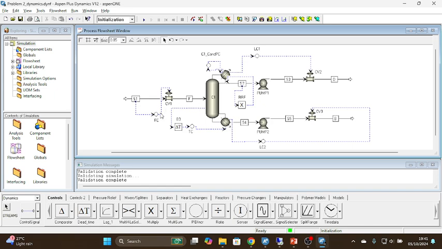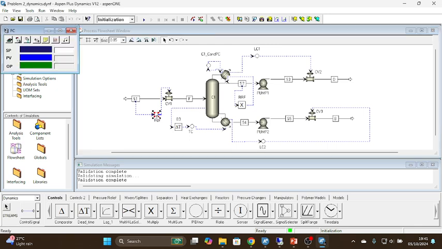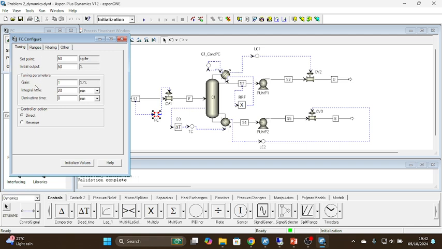Few more changes have to be made, like this flow controller. For this flow controller, we are going to go to the configuration page. Over here, initially all these values are given as guess values. Now the control action is going to be reverse for this flow controller. Okay, we are going to select initialize variables. For this I'm going to click close.